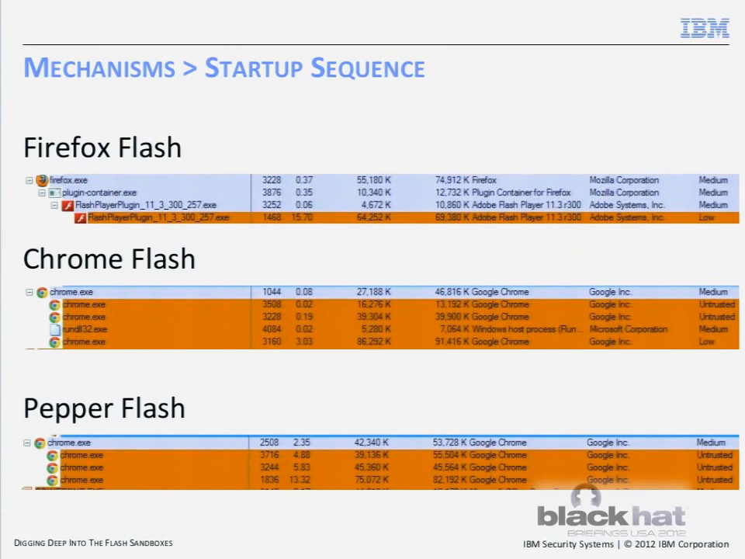For Chrome Flash, you can see here that the Chrome browser process spawned rundll32.exe that has a medium integrity level, and also chrome.exe with a low integrity level. The rundll32.exe is the broker process, and this Chrome process is actually the sandboxed Flash player plugin process. If you click in Process Explorer and look at the details, you can see that it loads the gcswf32.dll.